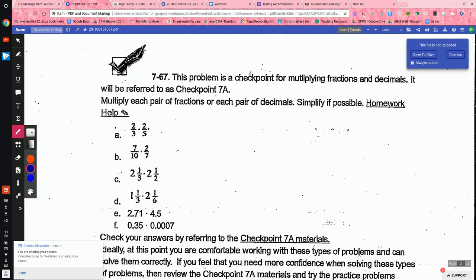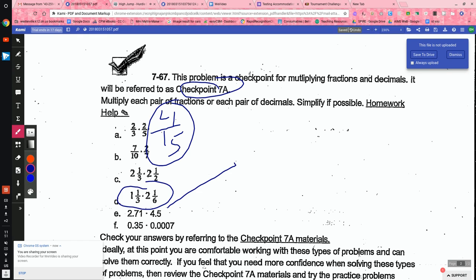Next, we're just checkpoints for, again, straight across, 4/15, can't be reduced. So I'm not going to really talk about these because it is a checkpoint. We've been doing these all year. Again, turn these into improper fractions. Line up your numbers, not your decimals. So at least set this up for you.